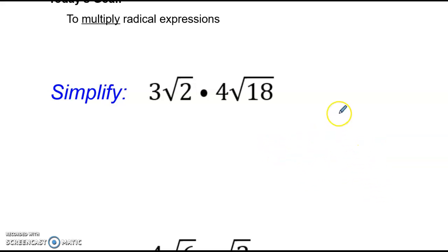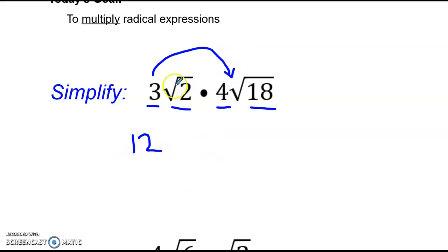So in order to multiply two radical expressions like we have here, for example, 3 root 2 times 4 root 18. Well, the simplest way to explain this is we simply multiply the coefficients, 3 and 4, and then we multiply root 2 and root 18. I'll explain how to do that in just a second. To start though, 3 times 4, that's really easy, right? Well, that's just going to give you 12.